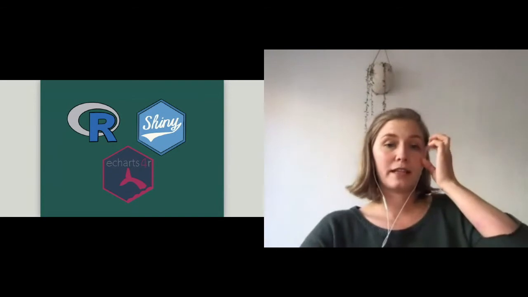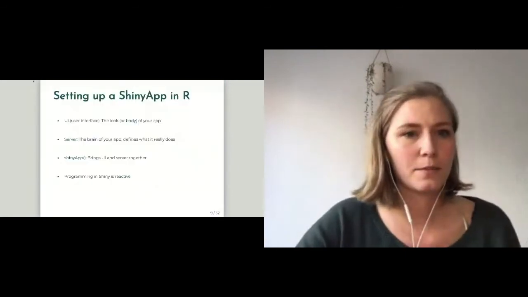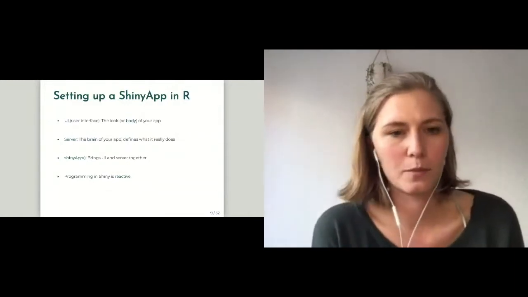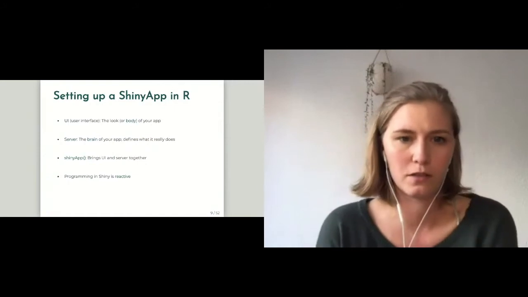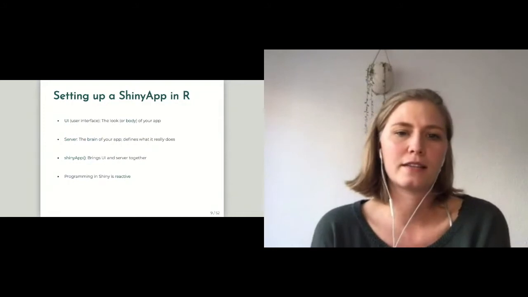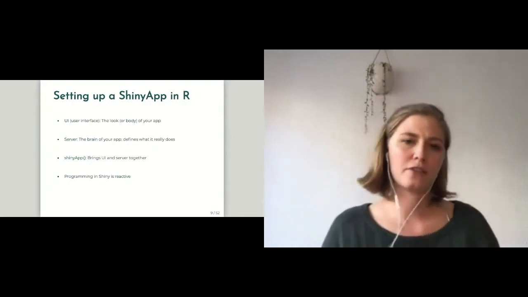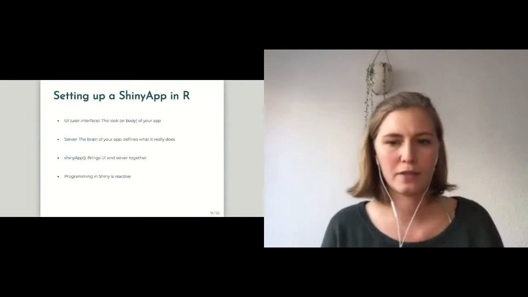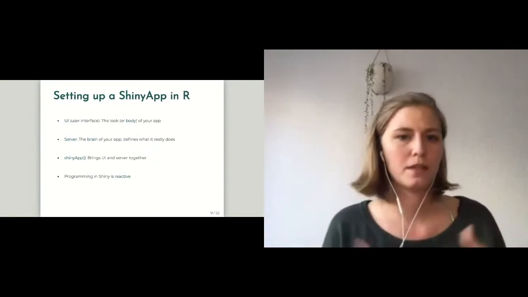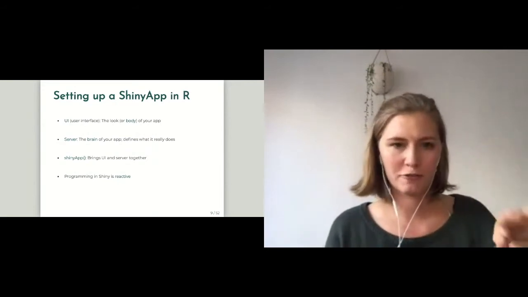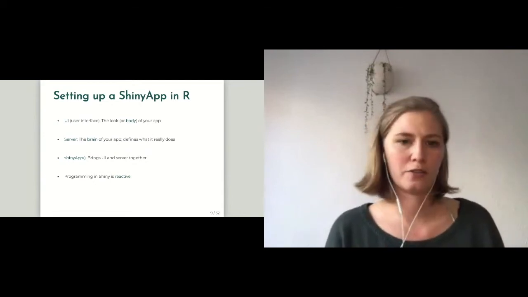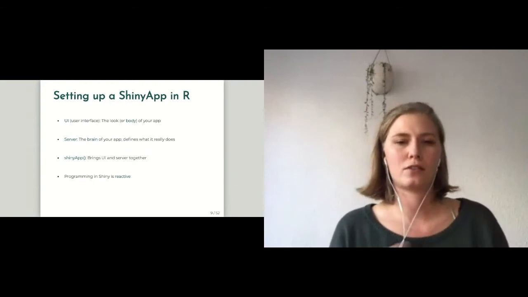And then for setting up a Shiny app in R, it's actually pretty simple. You only need 3 basic components. The first is the UI, the user interface, and you can think of that as the body of your app. So it's the appearance. How do you want to have things? Where do you want to have them? Do you want to have the plot in the center, in the bottom? What do you want to have on your left-hand side for the selection? And then you have the server, which is the brain of your app, because it does all the calculation.